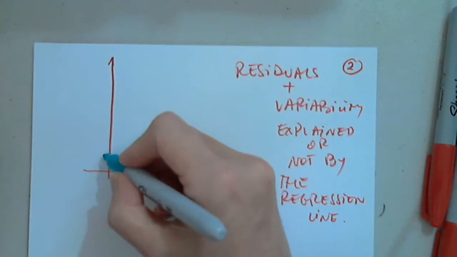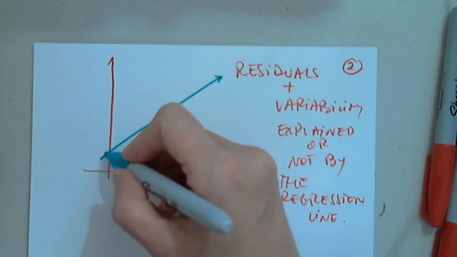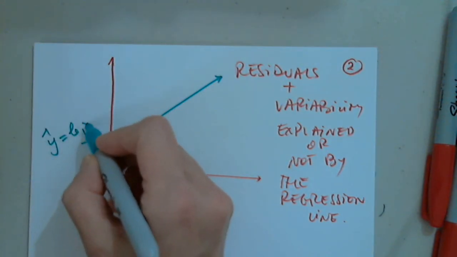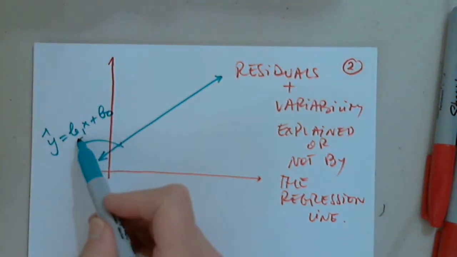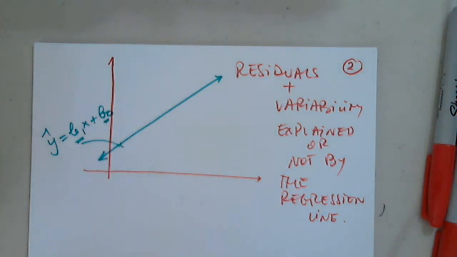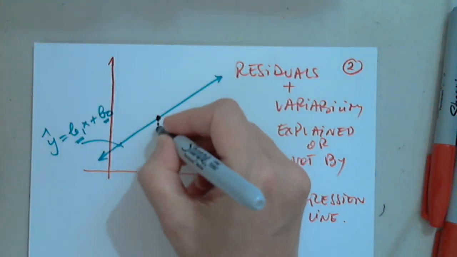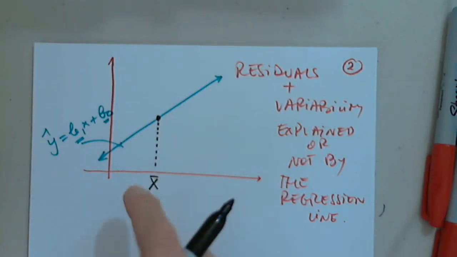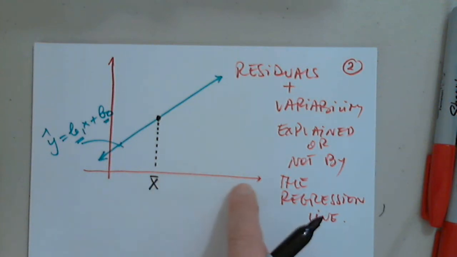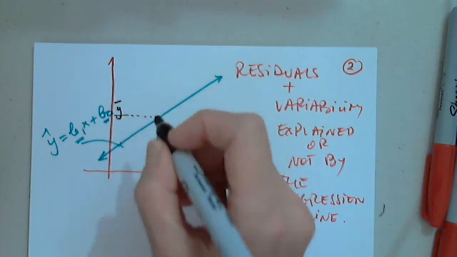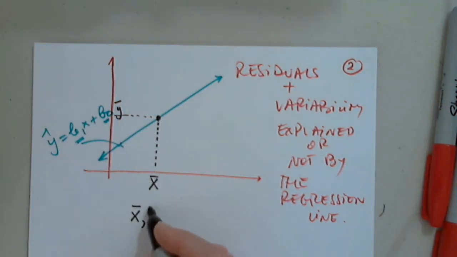the regression line. So let's suppose we found this is the regression line, and this is y hat equals b1x plus b0. This is the slope, and this is the y-intercept. As I mentioned a minute ago, it has to pass through the point which is the mean of all x values in the data set and the mean of the y values. So this point is x bar comma y bar.